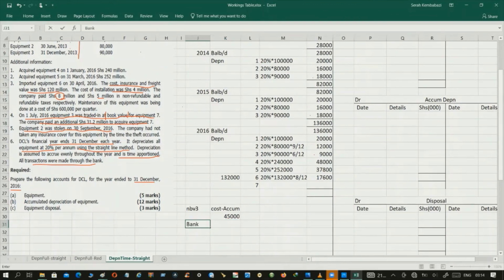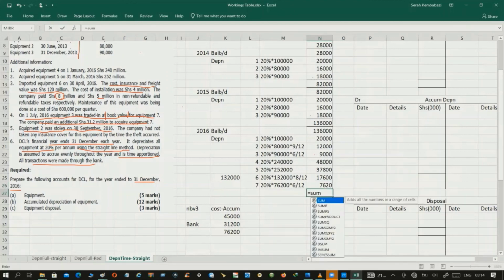So the remaining balance is our net book value for equipment 3. Then we have to add on that additional amount that they've shown us in note 4 that was added on before they got this equipment 7. So when we sum up, we have a total of 76,200. So that's the whole amount that was paid for this machine or incurred. So we get 20% of that cost times the 6 out of 12 because we got this machine in July, giving us 7,620 as our depreciation amount.